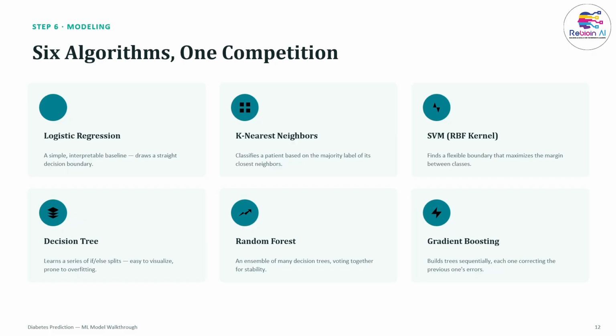Now, the fun part is training models. Instead of guessing which algorithm will work best, we are going to train six different ones on the exact same data, and let evidence decide which one is the best. First, logistic regression. It is the simple and interpretable baseline that draws a straight decision boundary. Second, k nearest neighbors. It classifies a patient based on its closest neighbors in the data.